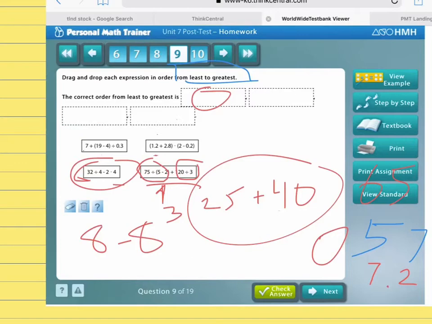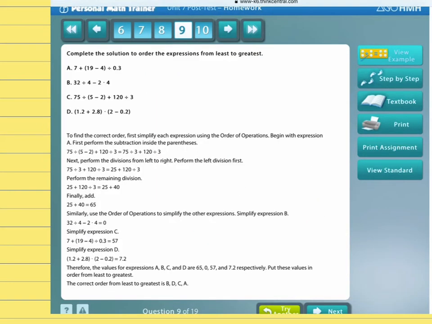So looks like our order is 0, then 7 and 2/10, then 57, and then 65, because that is from least to greatest. Let's see what Think Central says. All right, did I get it right? Let's see. 65, 57, 7.2, 0. So we are correct.